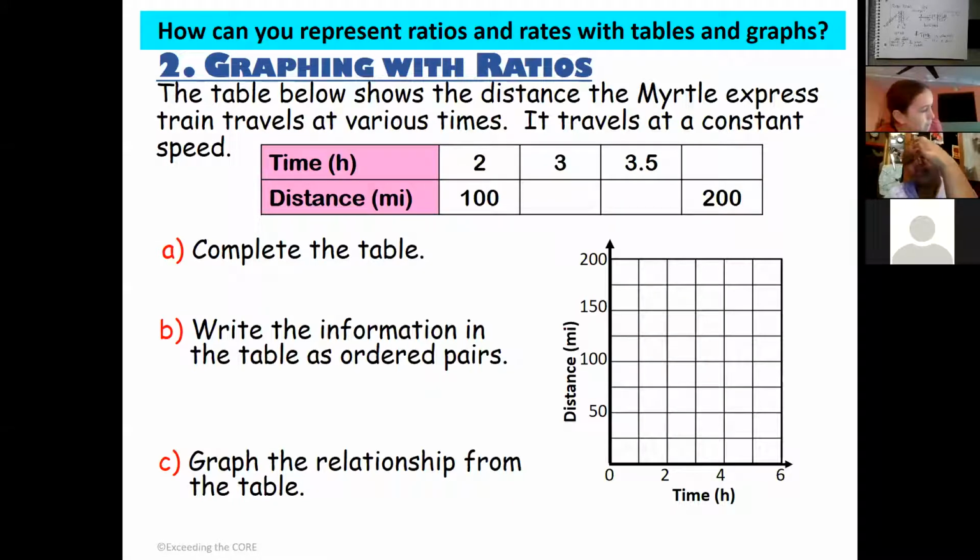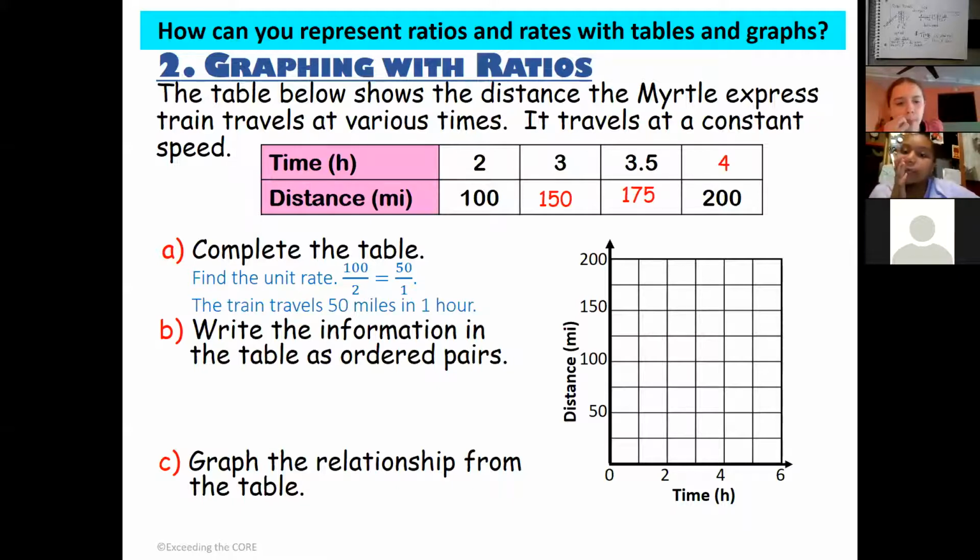So the first thing we want to do is find the unit rate. So what does it do in 1 hour? 50, I think. 50. Excellent. So 3 times 50. 150. The unit rate. 3 times 50 would be 150. 4 hours would be 200 miles.